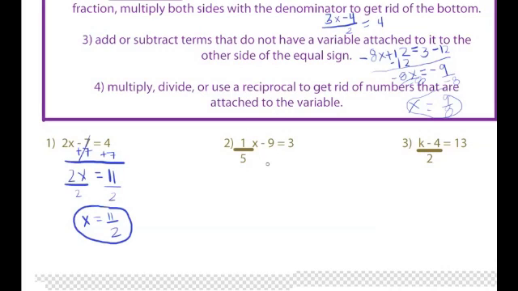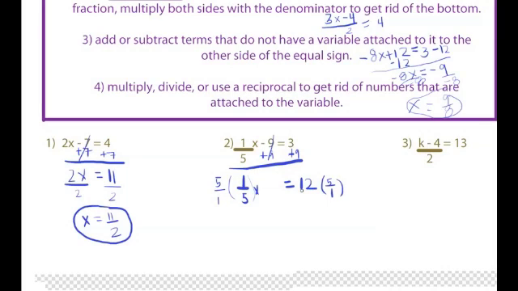So I have this negative 9 here. I'm going to add it to both sides. These two guys go away. So I have 1/5 x equals positive 3 plus 9 is 12. This is a fraction being multiplied, so remember yesterday, we're going to times by the reciprocal on both sides.